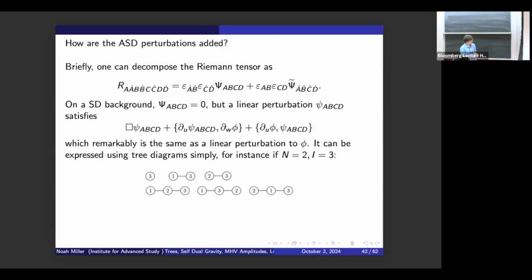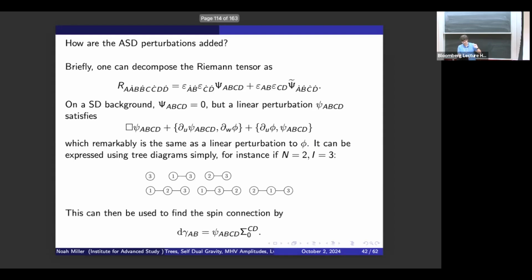So for instance, if you wanted to compute this object here, psi ABCD, say you have two self-dual gravitons and you're adding one anti-self-dual graviton, you would just sum over all the tree graphs that contain your new graviton. So if you start with 2 and then add in a third, it's just the ones with the new one in it. So I'm just laying out the general strategy.